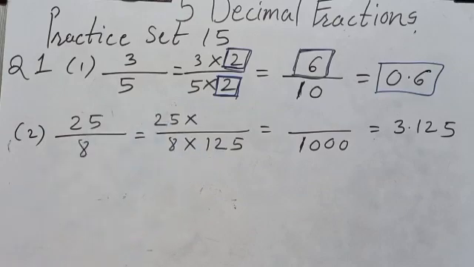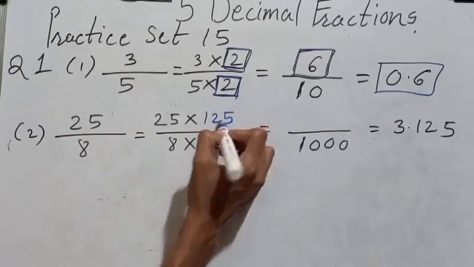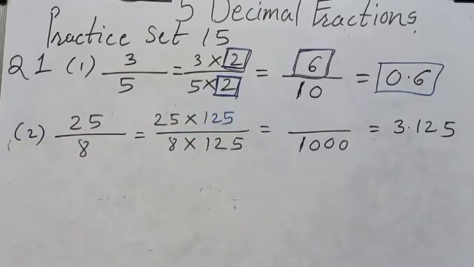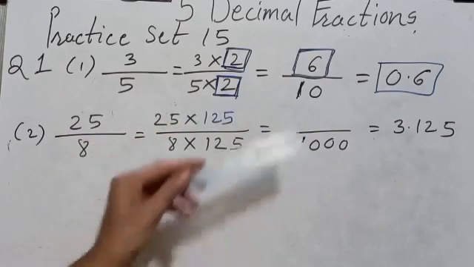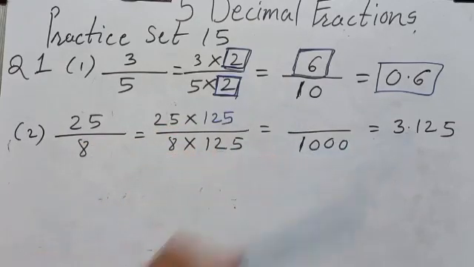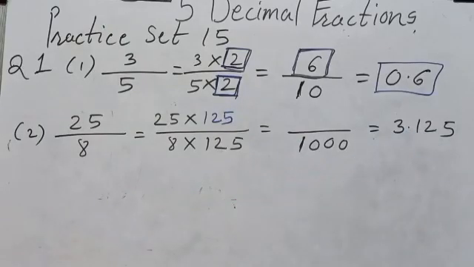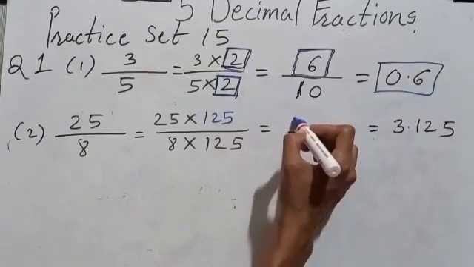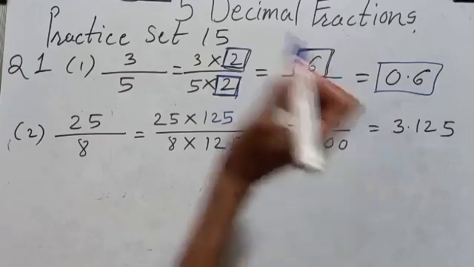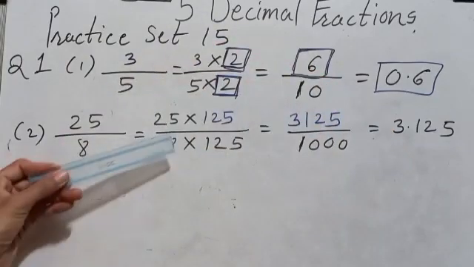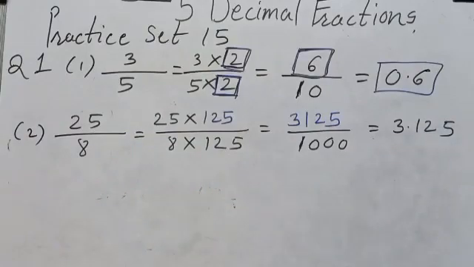Here, as they multiplied by 125, at the numerator also I have to multiply with 125. Now this multiplication answer will come here, and then we convert it into a decimal fraction. So the answer is given 3.125. So surely here, what will be the multiplication? 3125. No need to do the actual calculation here because the answer is already given, 3.125.